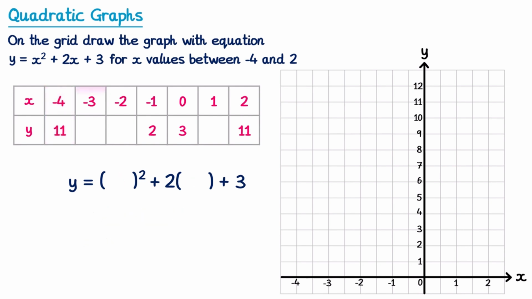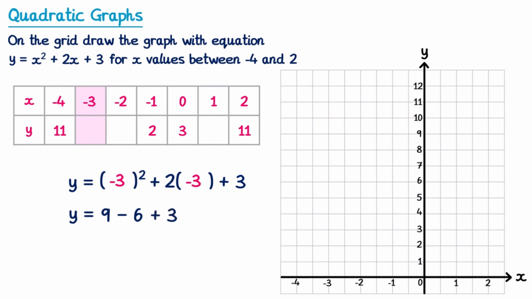So this time when x is equal to -3. We do this in exactly the same way, we put -3's inside the brackets, and work this one out. So we've got y equals -3 squared, which will be positive 9, two lots of -3 will be -6, and then +3 at the end, so +3.